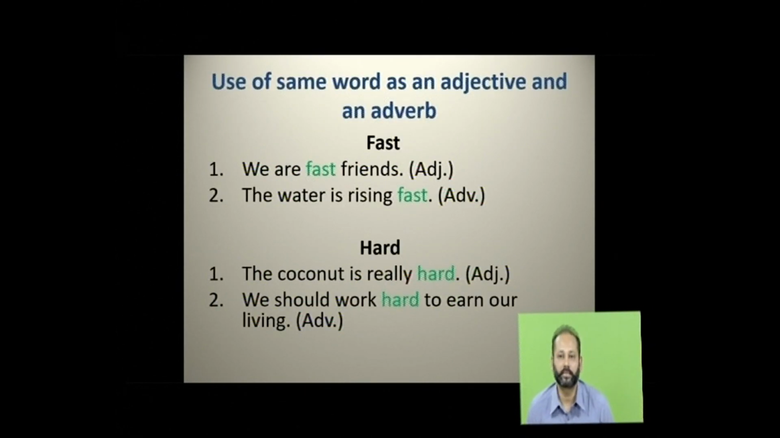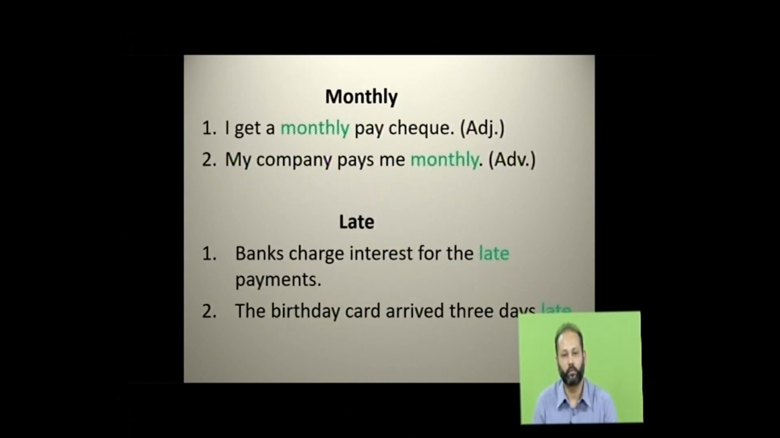Now the same word as adjective and adverb. The word is fast. Adjective: we are fast friends. As an adverb: the water is rising fast. Rising fast. When we get further information about the verb, that is an adverb. So rising is the verb here. How is the water rising? The water is rising fast. So this is an adverb. Hard. The coconut is really hard. It's an adjective. We should work hard to earn our living. Work hard, right? So this is an adverb.